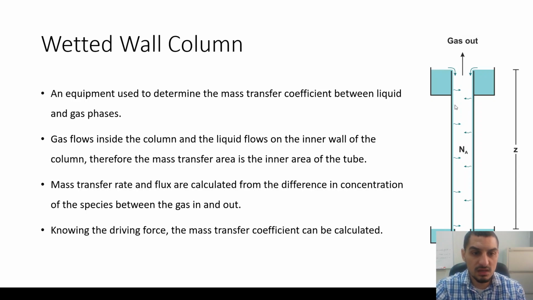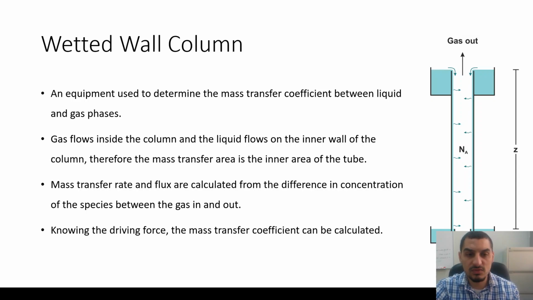In this case, the area of mass transfer is the inner area of the tube, or the column, which is pi d L. So I know the total area of mass transfer, and from what I have here and what I have here at the bottom, I can tell the difference. So I can measure the difference in concentration at the beginning or at the end, or the amount if it's a pure component and it is evaporating.